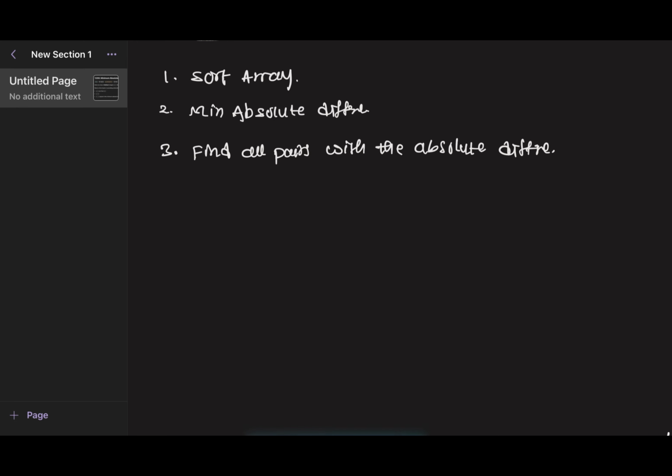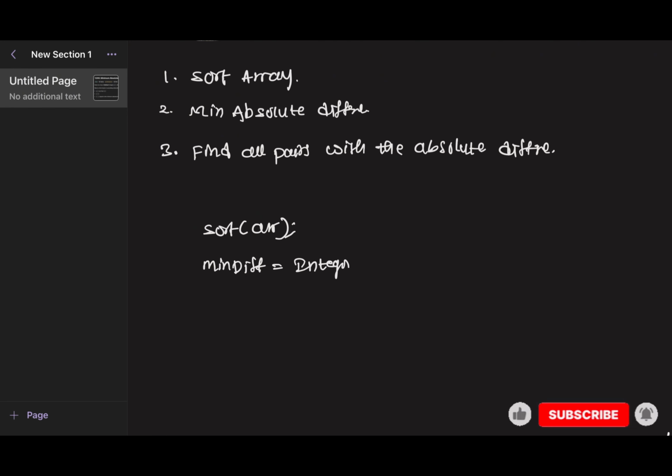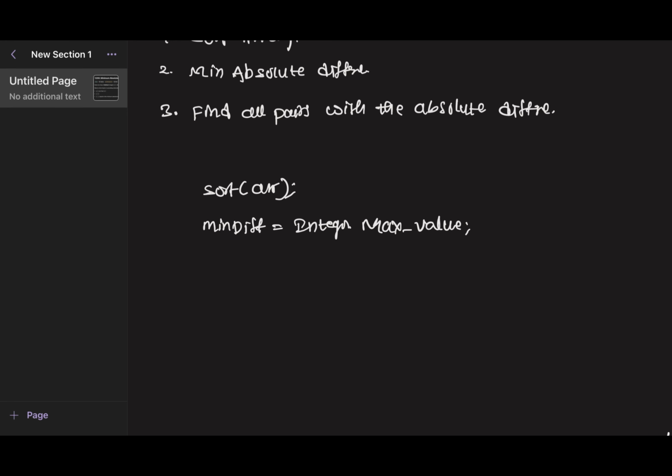First thing is we have to sort the given array, and then we have a minimum difference variable which is Integer.MAX_VALUE, and then we have to traverse the array. So for i equals 0 to i less than n minus 1, because we don't want to traverse till the last element, because there is no adjacent element for the last element, right?